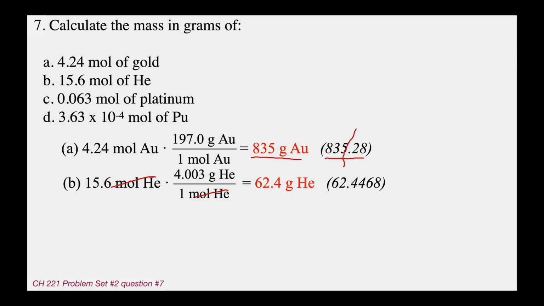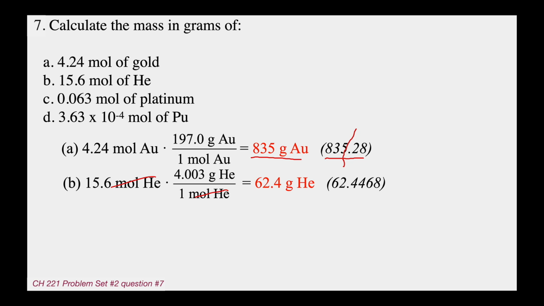The next one, 0.063 moles of platinum. Platinum is PT, number 78 on the periodic table. Platinum has a molar mass of 195.085. So if you take the moles and you multiply it by that number, you're going to get an answer.